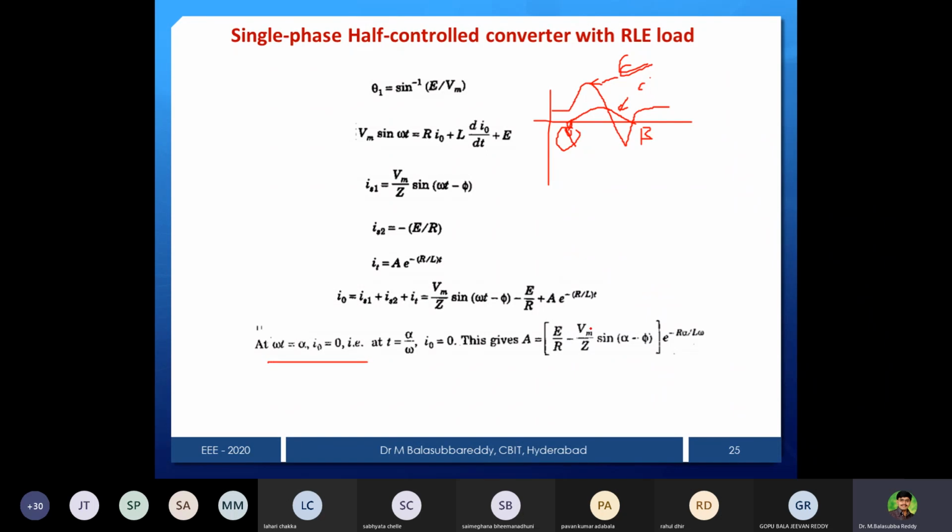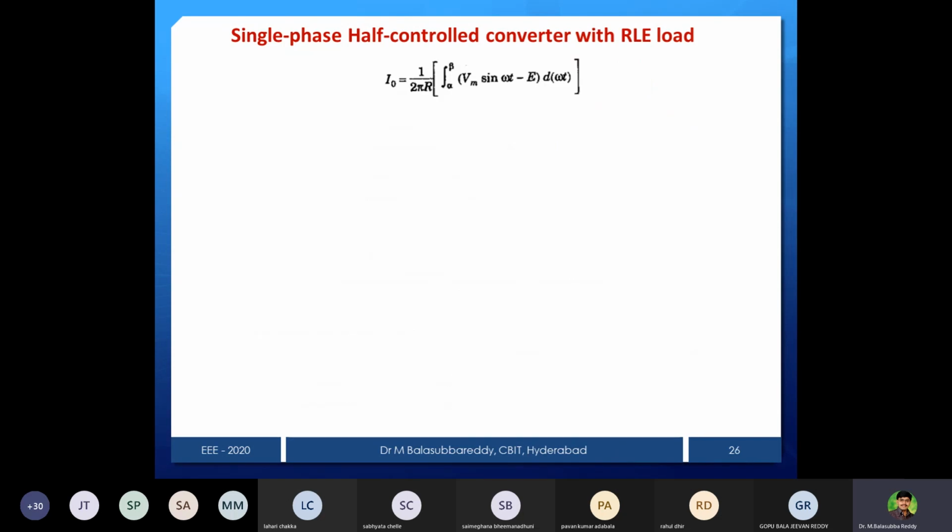Then you substitute the same thing in i naught, and you can further substitute the initial condition omega t equal to beta and current i equal to 0, and we can get the current waveform. From that you can see the voltage waveform and current waveform differ by a slight modification, and if we divide by R we get the current. So the limits are alpha to beta only.